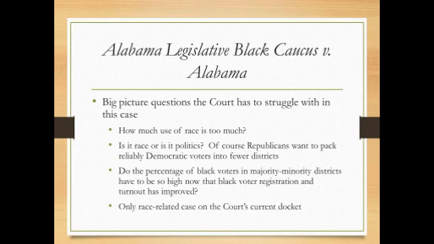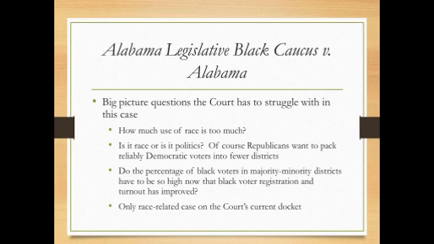So there's a couple big picture questions the court has to struggle with when it decides this case. The first one is how much use of race is too much? I guess the troubling thing about all this is that some consideration has to be made of race. Everyone agrees on that, but it can't be the predominant factor. Well, what does that mean? And the court has to figure it out.